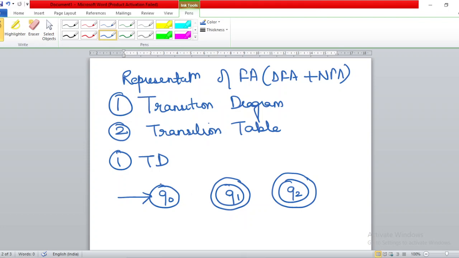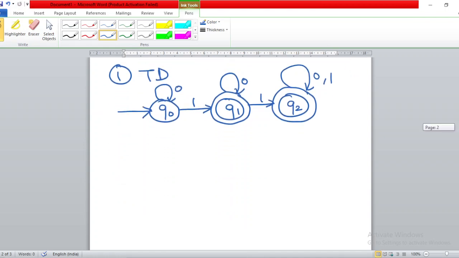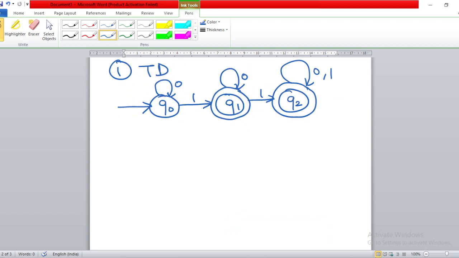So supposing on Q0, if I give input 0, I stay on this state. Input 1 I am giving, I come to this state. Again 0, I remain on this state. 1, I go to this state. And on this state, I give 0 or 1, I remain on this state. So this is your transition diagram, or this is how you represent a finite automata by means of a transition diagram. Right? Second way by means of which you can represent is by means of a transition table.